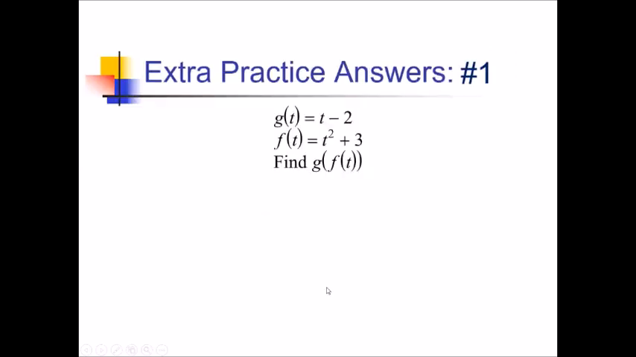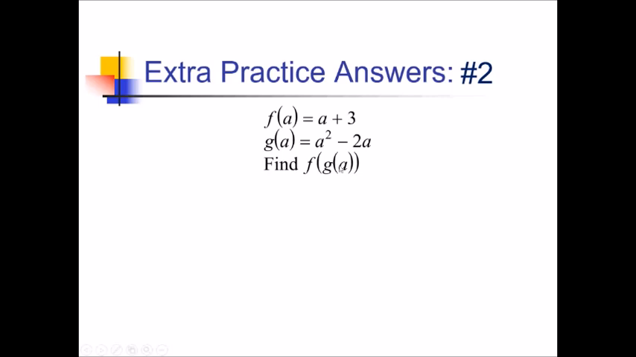For this problem, we're doing g of f of t. So essentially taking f of t, this whole f of t expression, t squared plus 3, and plugging it into the g function. So instead of writing t minus 2 for the g function, I'm going to have to write f of t minus 2, or t squared plus 3 minus 2. And then I can simplify this just by combining the 3 and the 2, so that's going to be t squared plus 1.